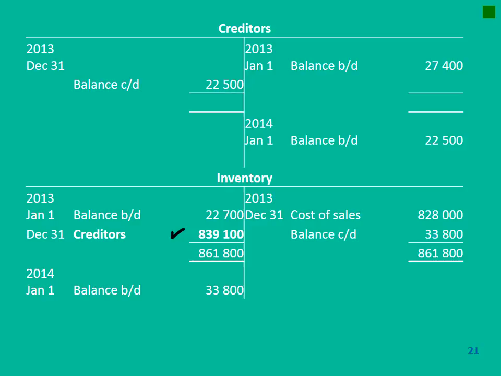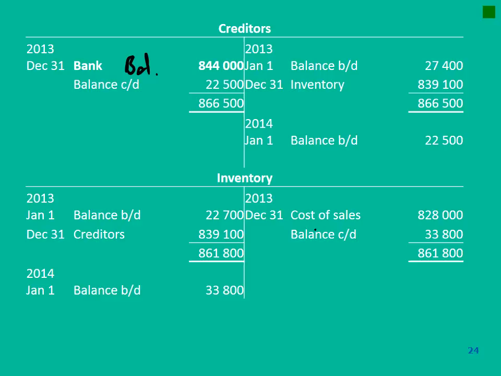We actually were given this amount in the question, but sometimes you won't be given it. That was the amount that we're showing for purchases. So during the year when we bought inventories, we debited inventories and credited creditors with 839,100. So now we balance the creditors account. The credit side is a total of 866,500. And then the balancing amount here is the amount that we actually paid to our creditors during the year.